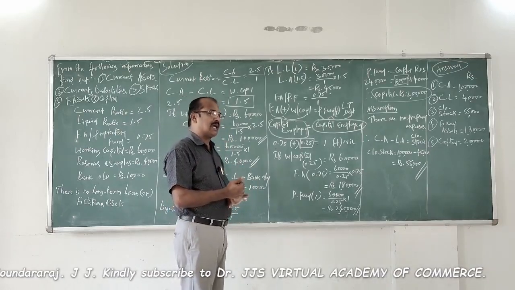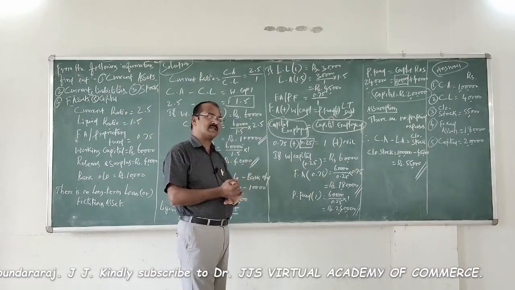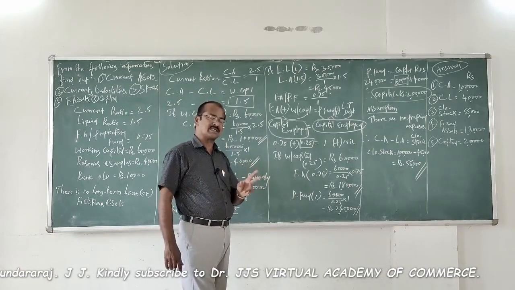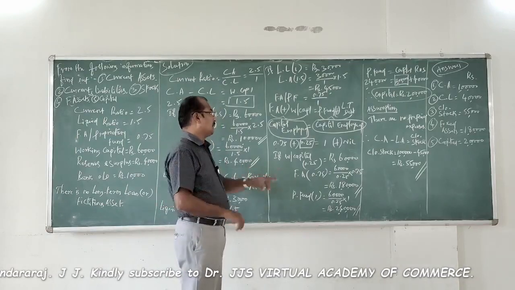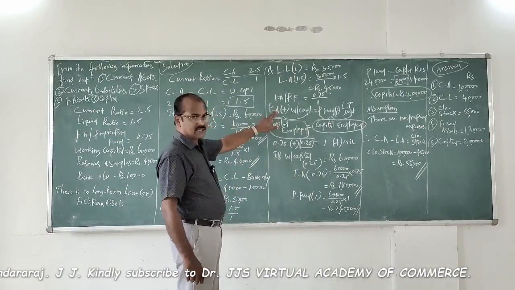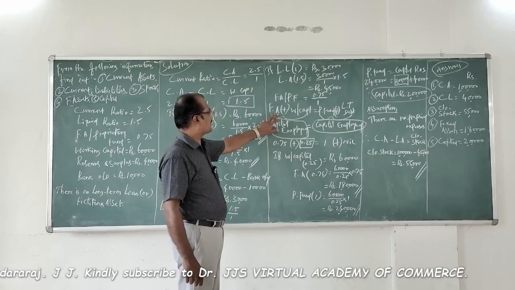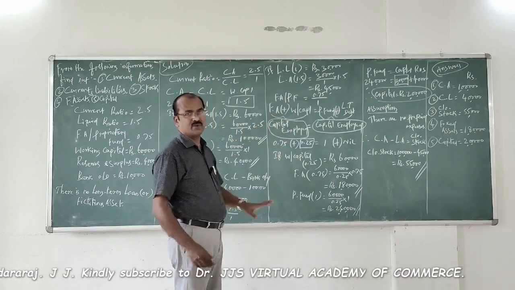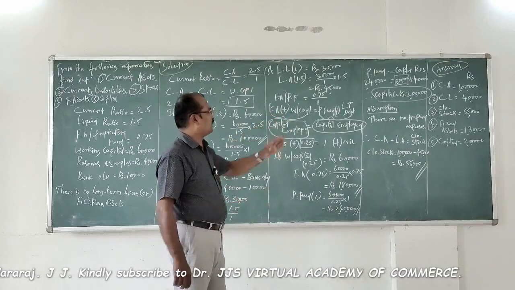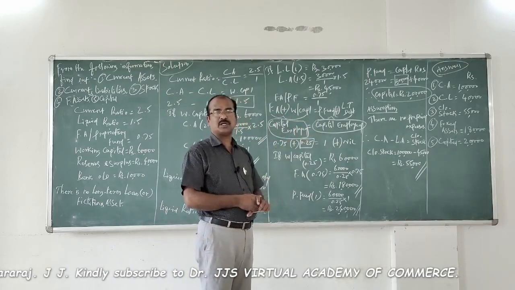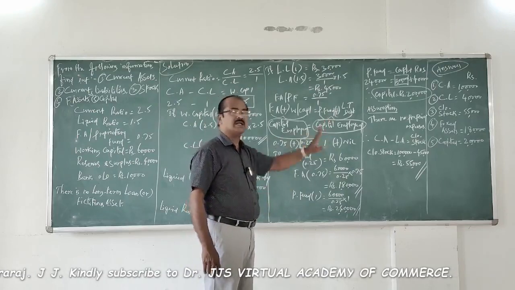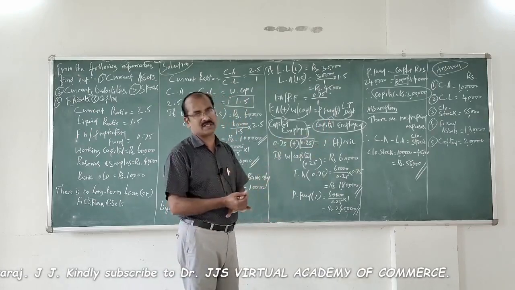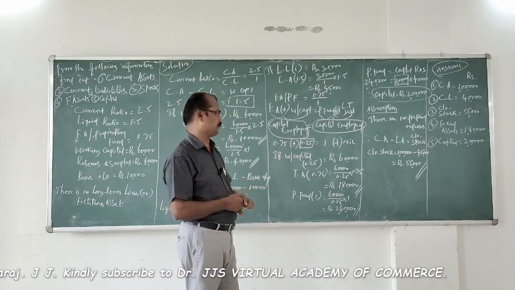With regard to the calculation of capital employed in the business, there are two approaches. One is the asset side approach, the other one is the liability side approach. With the asset side approach, fixed assets plus working capital will give you capital employed. With the liability side approach, shareholders' net worth or proprietary fund plus long-term liability will give you the same amount of capital employed.